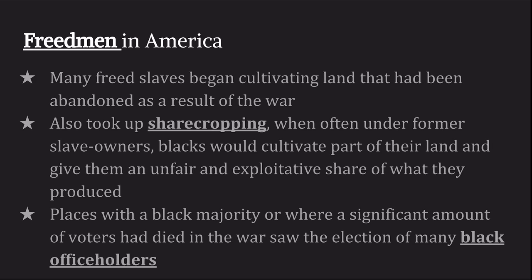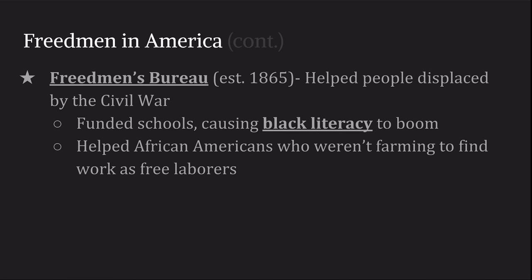Places with a black majority, which there were a lot of, and places where a lot of the white population had died in the war, elected a lot of black office holders during Reconstruction because of this. And then the Freedmen's Bureau was formed in 1865, and it helped people displaced by the Civil War. It actually wasn't just people who were freed. It was also poor Southern whites who found themselves lost. They funded schools, black literacy boomed, education was becoming more accessible, and it helped African Americans who weren't going to farm find jobs as free laborers.